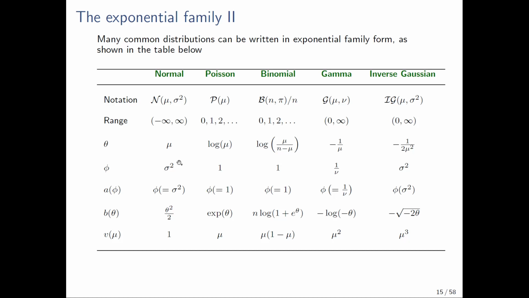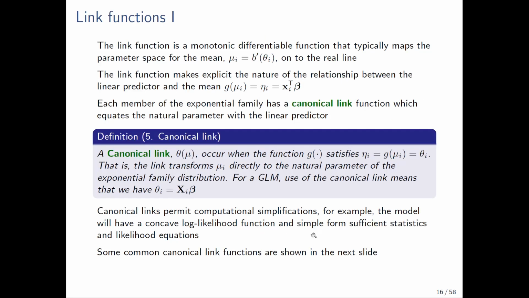For all the distributions it differs. So for the Poisson, for instance, the variance function is mu. That is, the variance is actually equal to the mean. For the binomial, it's mu times 1 minus mu. So you can see here in this table how the idea that the exponential family allows the variance to be a function of the mean plays out across different distributions. So that's the exponential family.